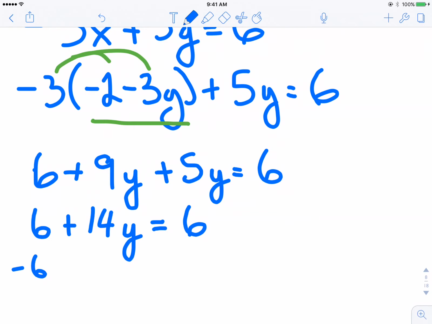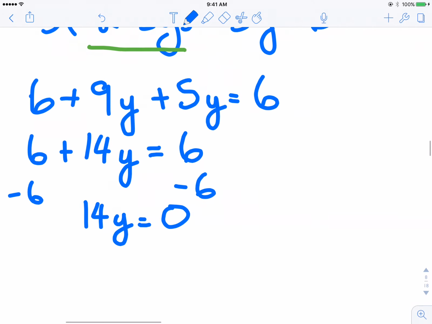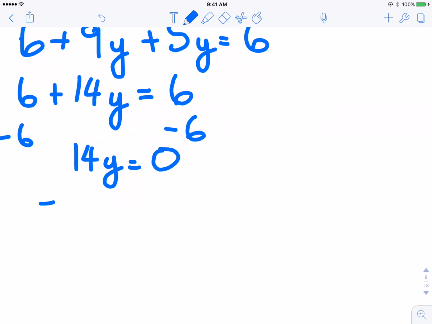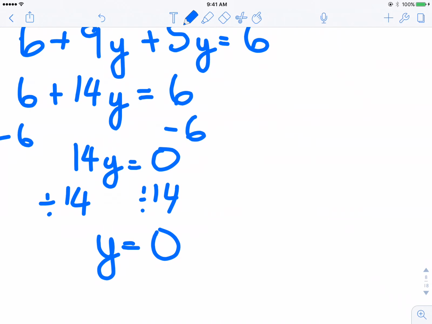I'm going to subtract 6. 14y is equal to 0. I'm going to divide by 14. y is equal to 0.